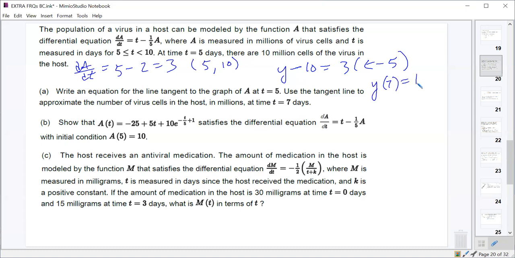So part A, pretty easy. And make sure you get the right units. There are 16 million cells, right? Everybody good with part A?